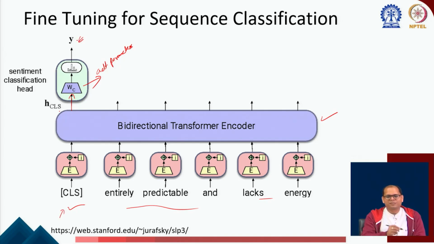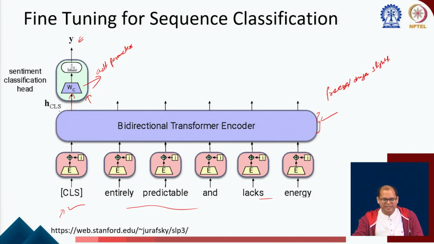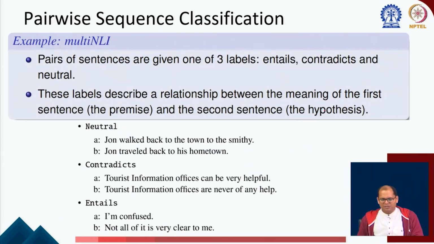I'll compute the output. I compute the loss, backpropagate, update these parameters, and I can decide whether I want to freeze these or change them very slightly. Right? So this is what I can do, and that's all there is to fine tuning: adding these additional application-specific parameters and using some additional data to tune them. So that's how you do sentence classification.